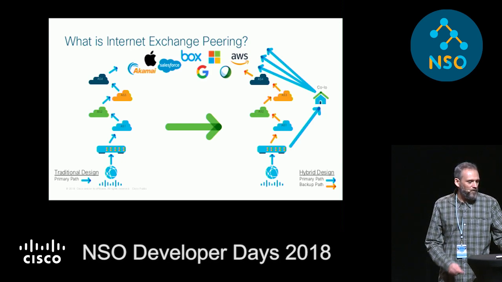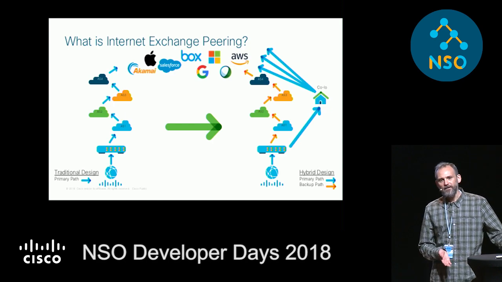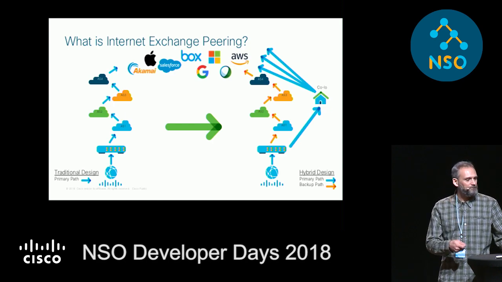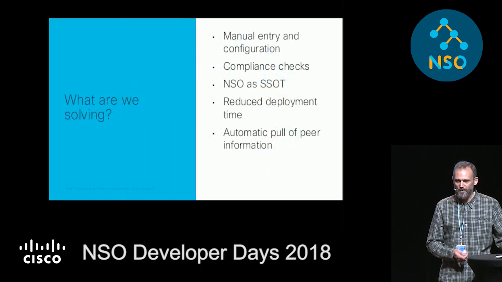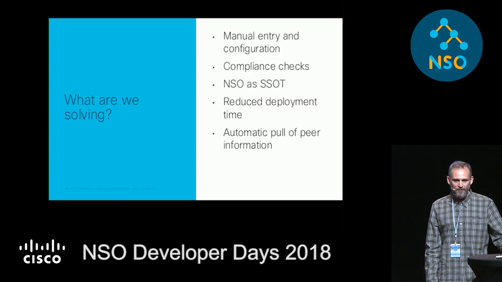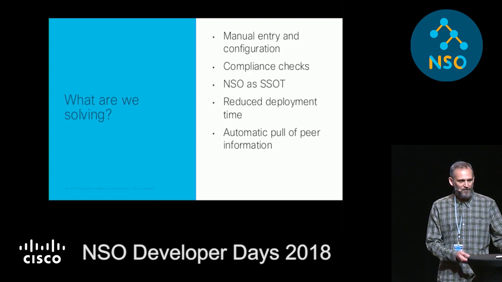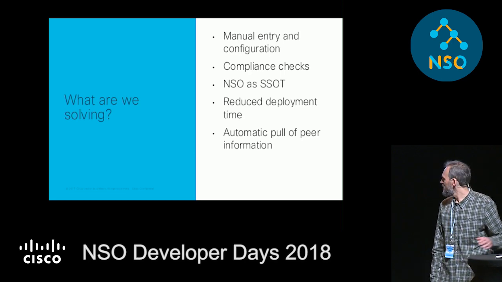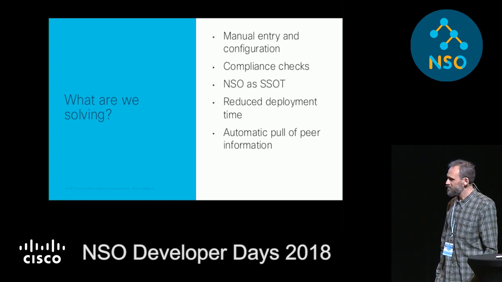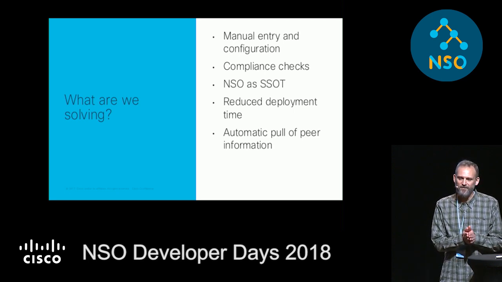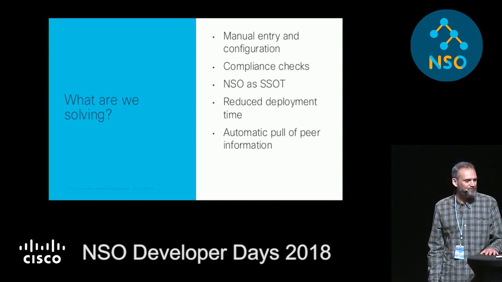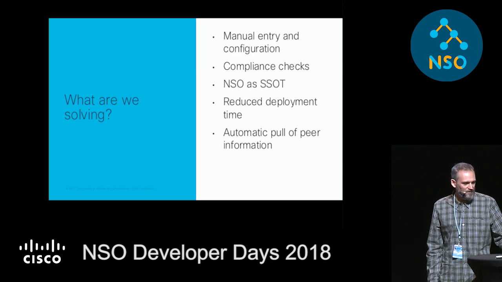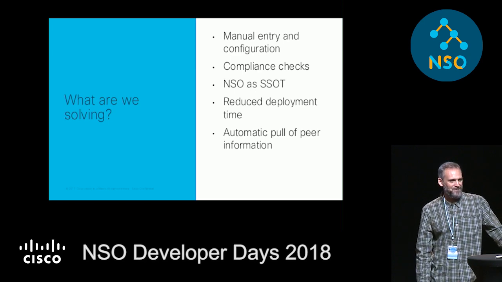So one of the things to bear in mind with your IXP peering is that for every single connection that you want to connect to, it's an individual BGP setup per client. So it's a lot of manual configuration. And we want to try and reduce these compliance checks. We want to reduce that potential for mistyping. We want to use NSO as the SSOT.